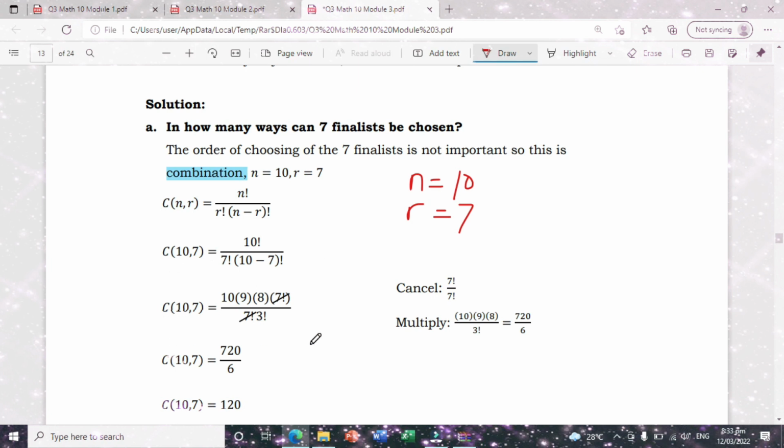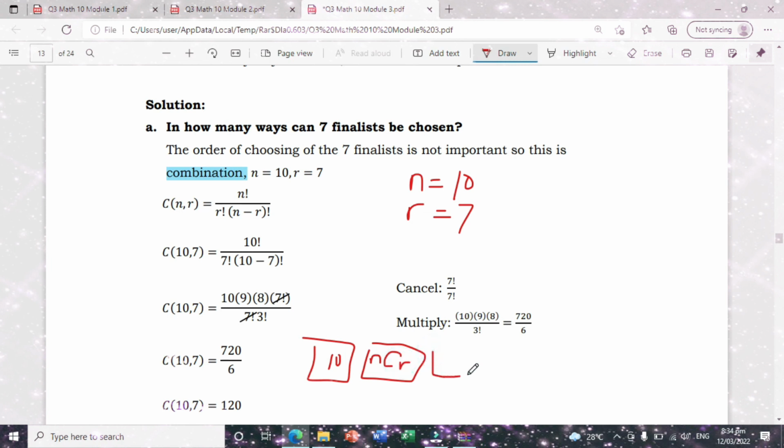Study. Paano nag-cancel? Bakit 7 factorial na lang yung nilagay dyan? Okay? And then use your calculator, use your pen as well. So, if you have the calculator, you can press 10. Tapos, look for a key button sa calculator that has NCR.